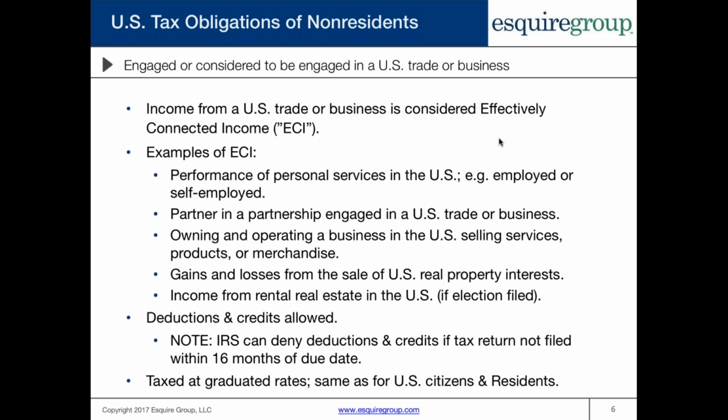So the first of those criteria was if the non-resident alien was engaged in a U.S. trade or business. If a non-resident alien was engaged, or considered to be engaged, in a U.S. trade or business, then the income from that U.S. trade or business would be considered what's known as effectively connected income, or ECI. Some examples of effectively connected income would be performance of personal services in the U.S. This is essentially being employed or self-employed in the United States, or being a partner in a partnership that is engaged in a U.S. trade or business.